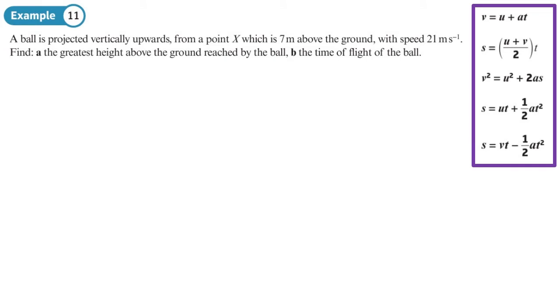In this case, we've got a ball that's projected vertically upwards from a point X, which is 7 meters above the ground, with speed 21 meters per second. So let's draw a little diagram. So we've got this point X. This is where the particle's projected from. And it goes up and then back down to the ground here. It's 7 meters above the ground, so this distance here is 7.